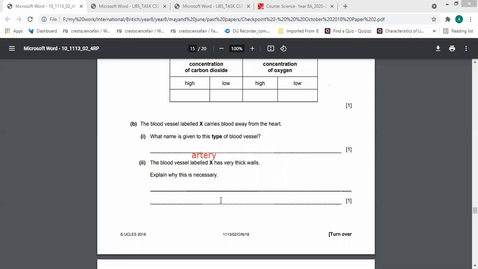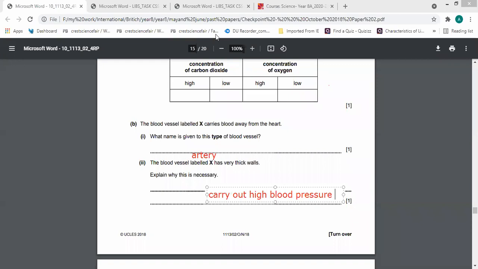Next question. The blood vessel labeled X has very thick walls. Explain why. Because of the high blood pressure. To carry out the high blood pressure, right? Yes. Okay. To carry high blood pressure. You got it?